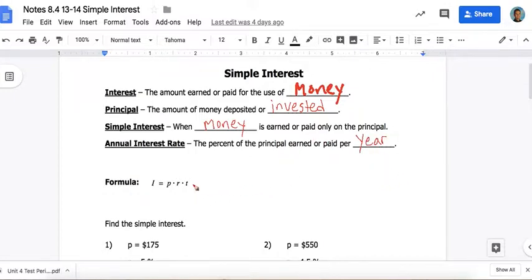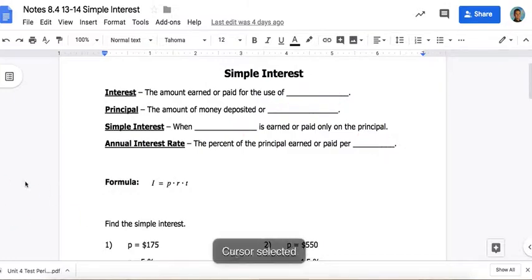Okay, so the formula for calculating interest is I equals P, which is principal, times rate as a decimal, and then time in years. So if the time is not in years, we have to convert it, the months, to years. So let's look at some examples.